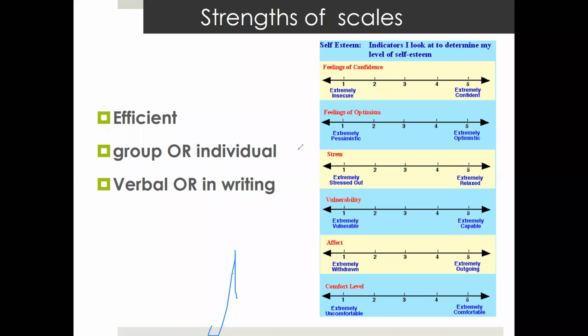Okay, speaking of writing, I'm trying to clear all drawings. Okay. Then the other thing that we can see here, there's all kinds of characteristics that can be given: comfort level, affect, vulnerability, stress. And so you can say, I look at to determine my level of self-esteem. So here is basically a theory, a concept, self-esteem, and then there's different constructs within that these researchers are measuring.